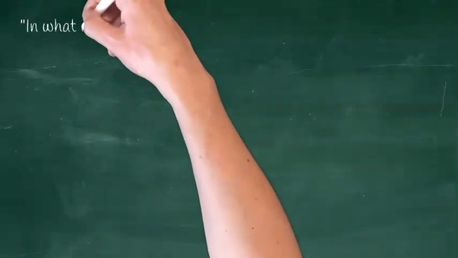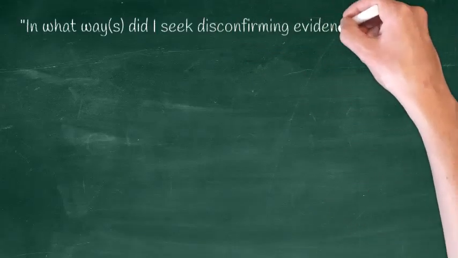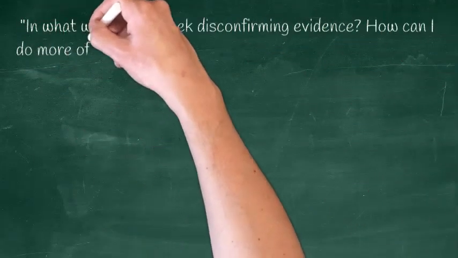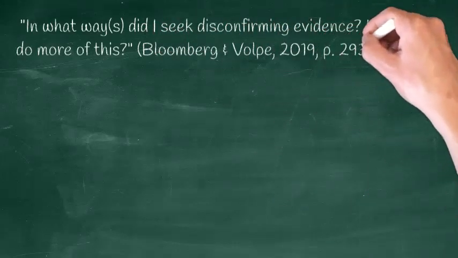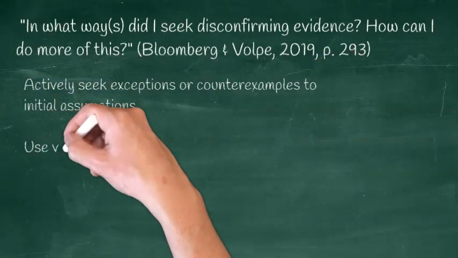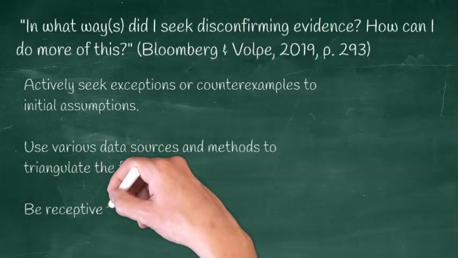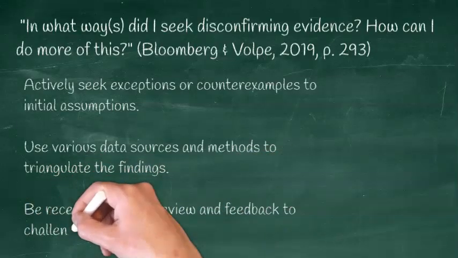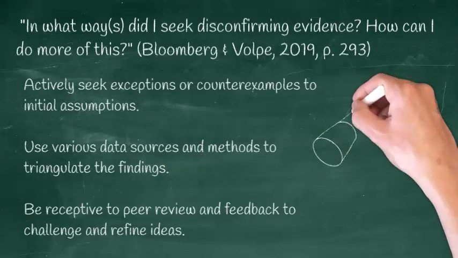In what ways did I seek disconfirming evidence? How can I do more of this? Seeking disconfirming evidence helps ensure the data's analysis and interpretation are rigorous and valid. By actively seeking out evidence that challenges or contradicts the researcher's initial assumptions, the researcher can help to guard against bias and ensure their findings are robust and reliable.